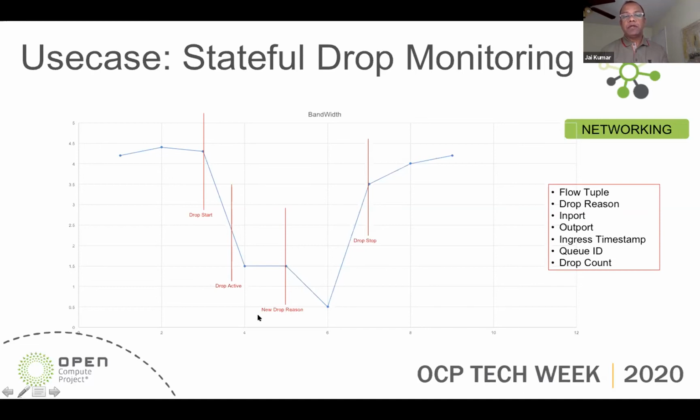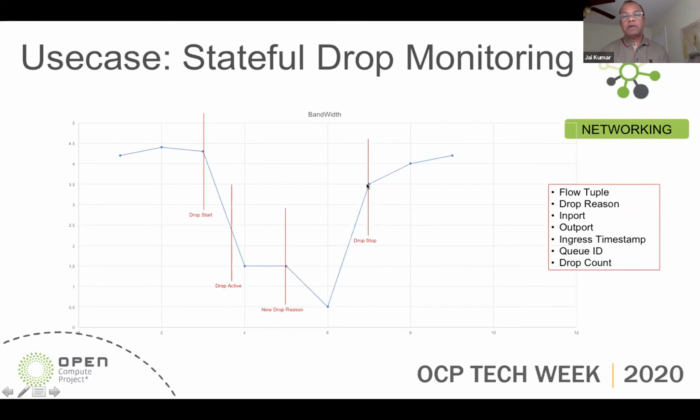So in that case, a new event will be generated, which will say that this flow is seeing a new drop. And along with that, you will again get all this set of information, right? And then subsequently, eventually, corrective actions will be taken, the system will stabilize, and then traffic will come back to the natural level, and there will be no drops.